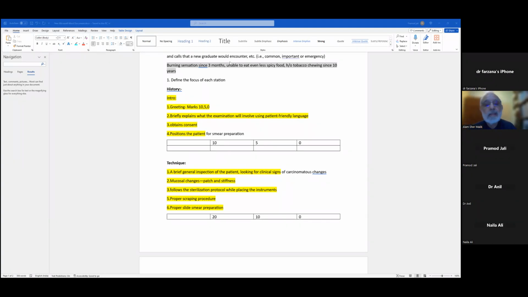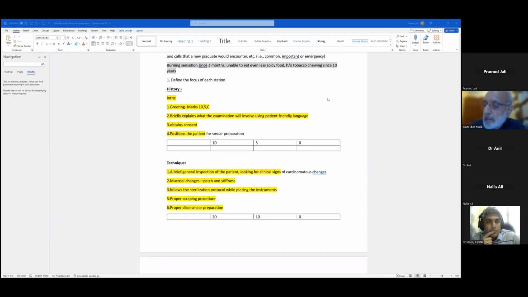So each station has to be independent, with a complete set of marking, so that each station is assessed and marked separately without knowing what happened in the previous station. Obviously, a student's performance is not the same throughout. Sometimes they are good in history taking, maybe poor in physical examination, maybe good in taking the smear, right?